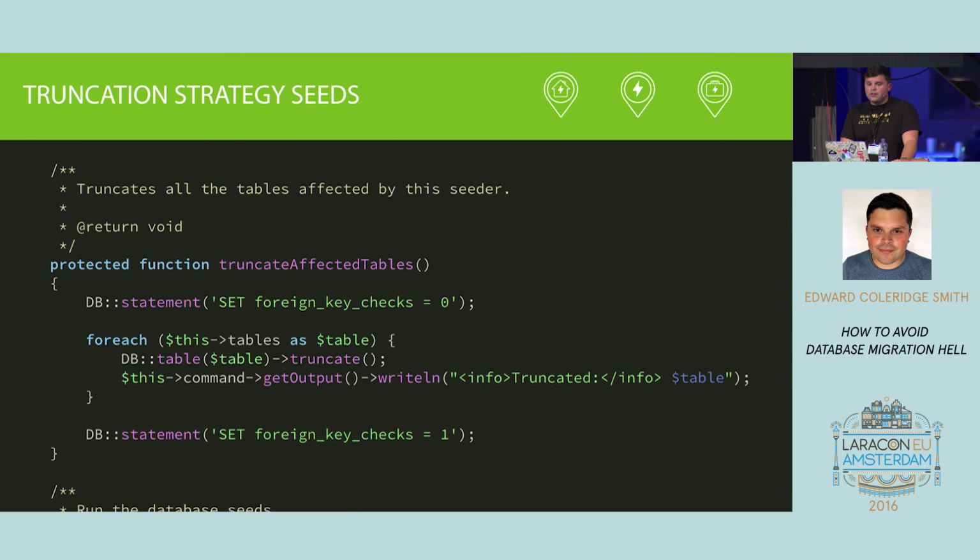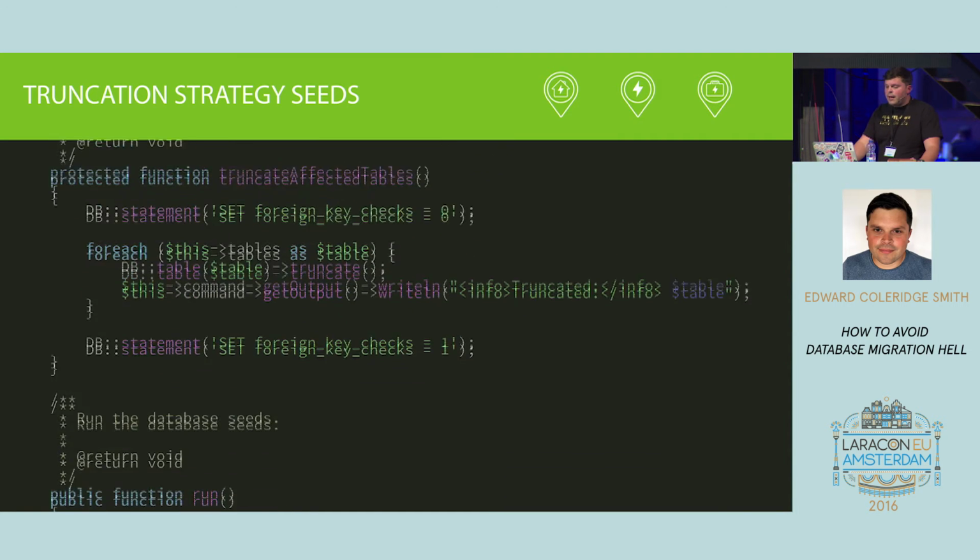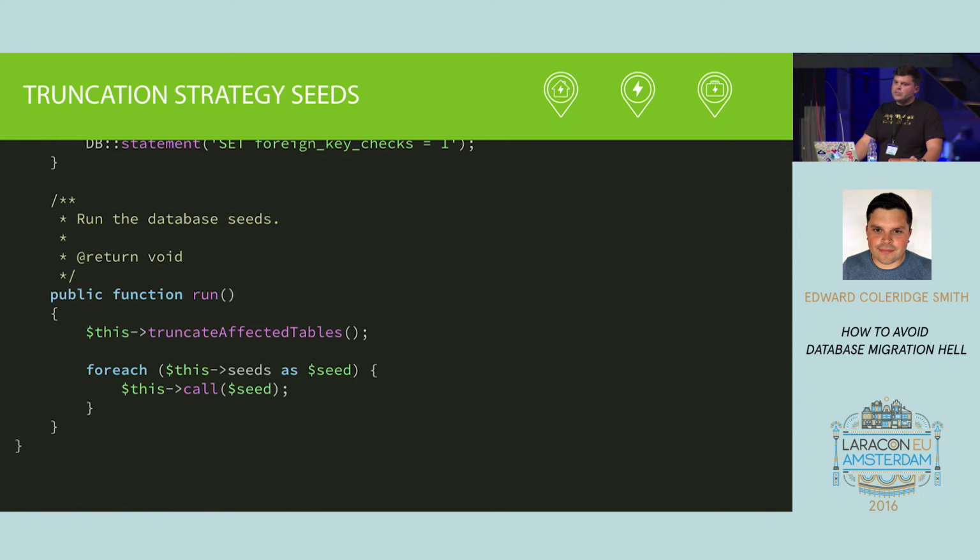And then we have our command, which will truncate the table. It disables the foreign key checks. It loops through all the tables which are affected, and then it truncates them. And then we have a nice message just to say that the table was truncated. And then once we've done that, we can re-enable the foreign key checks again. And then finally, we have our run method, which is the method with the code in it that gets executed when this seed gets called. What it does is it calls our truncation method of this class, and it runs through each of the seeds and calls them individually. So that's how I'd achieve a truncation strategy seeder.